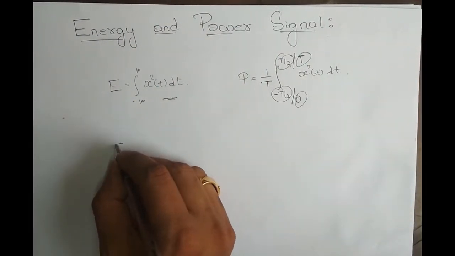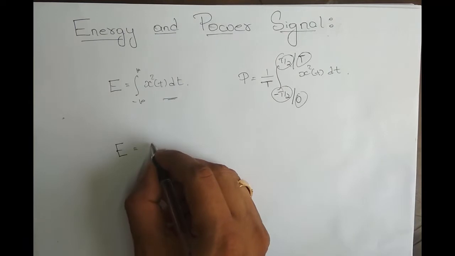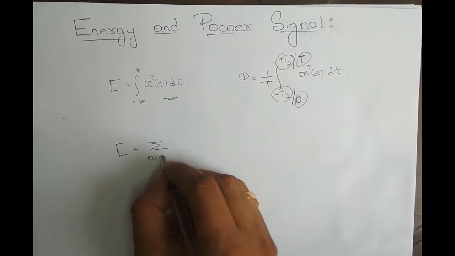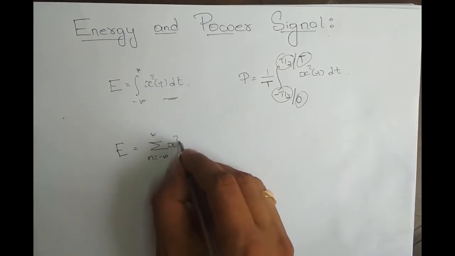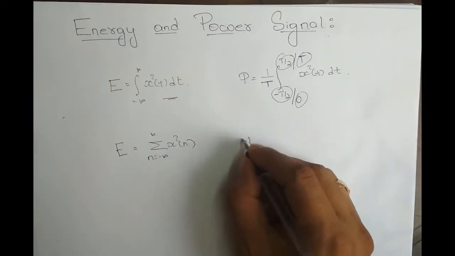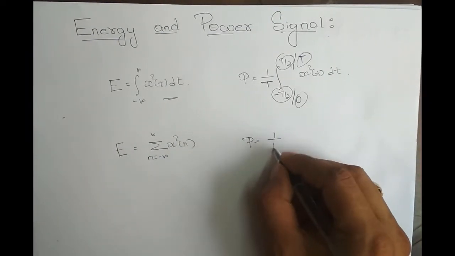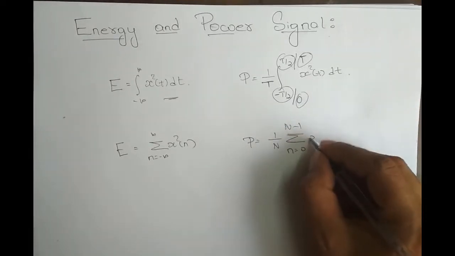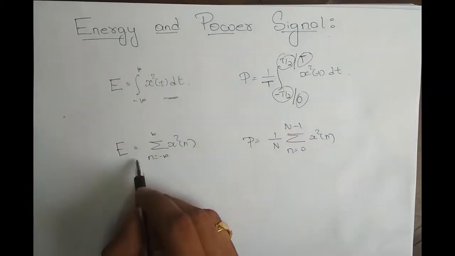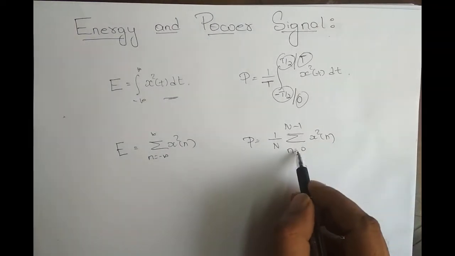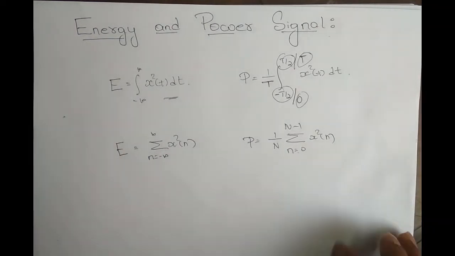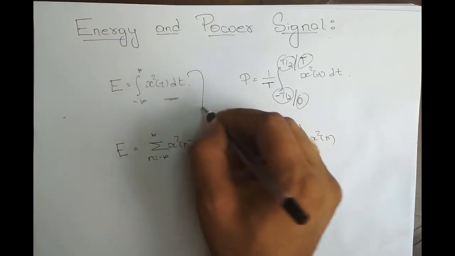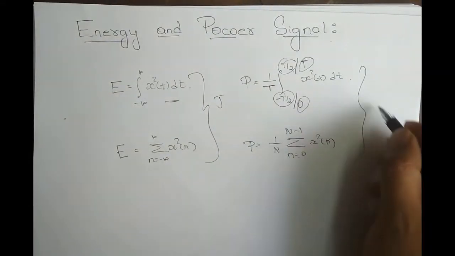What about discrete time? Energy is given by summation n varying from minus infinity to infinity x square of n, right? It's a total energy, and power is given by 1 by N summation n varying from 0 to N minus 1 x square of n. Again, this is total energy and this is average power, and unit for energy is joule and unit for power is watt.